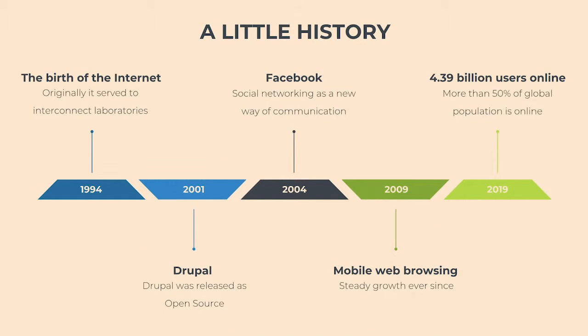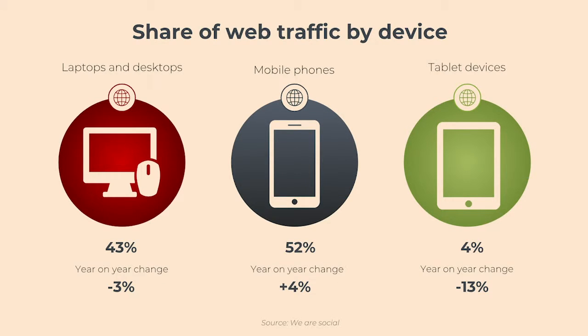Let's take a look at the share of web traffic by device. If we take a look at this survey done by We Are Social, which is a UK-based agency, we can see that in the year 2018, we surpassed the 50% ratio between mobile phones and desktops by users surfing the web. So we see that in the last year or so, we got a drop of 3% for desktop users and 13% for tablets.